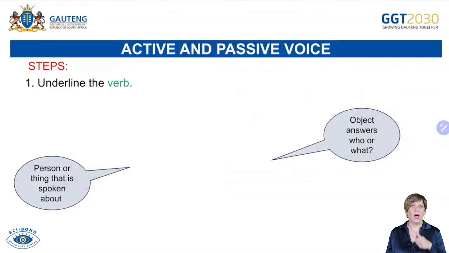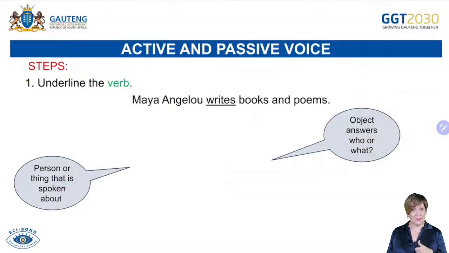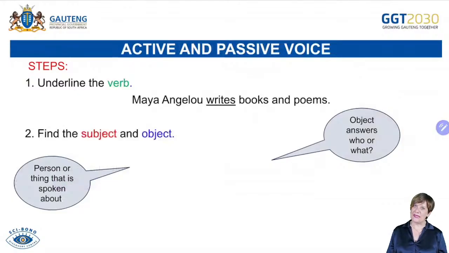Again, can you see I'm doing the same thing over and over again? Underline the verb. First thing, find the verb. If you find the verb, it's the easiest thing from there. So here's my sentence. Maya Angelou writes books and poems. Easily. Writes. Okay. Now I need to find the subject and the object of a sentence.